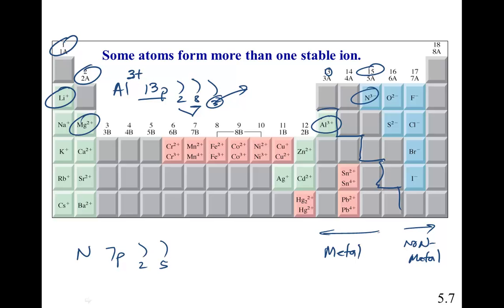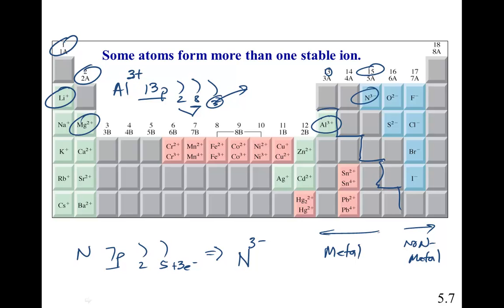All right, so nitrogen being a nonmetal, with a large number of protons in the nucleus and higher electronegativity, will gain 3 electrons to get a full outer shell of 8. And when it does that, it becomes a nitride ion, 3 negative.